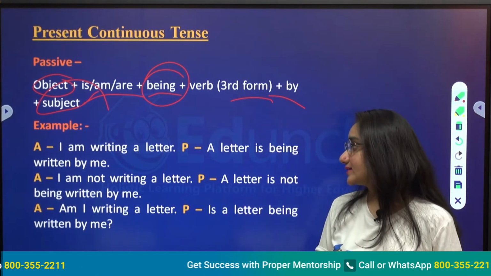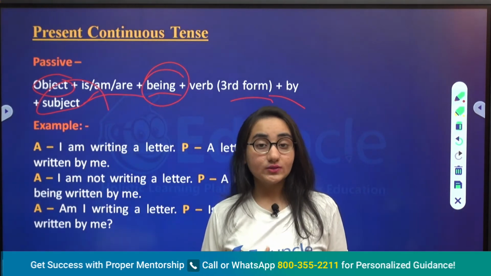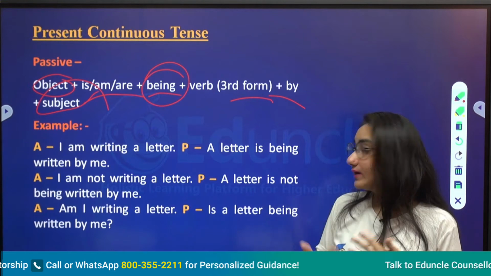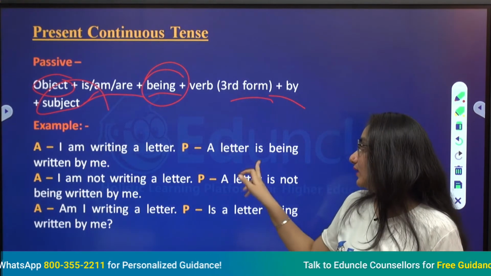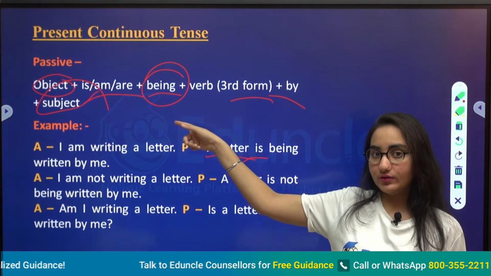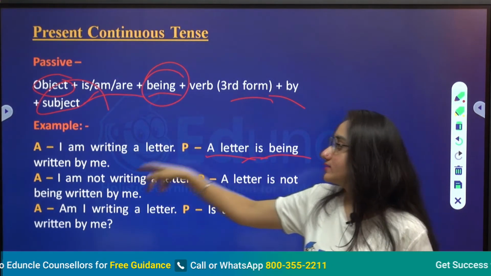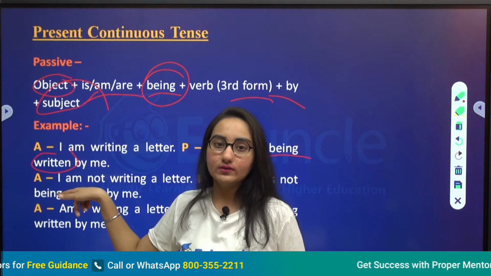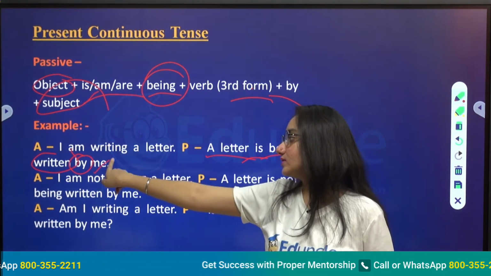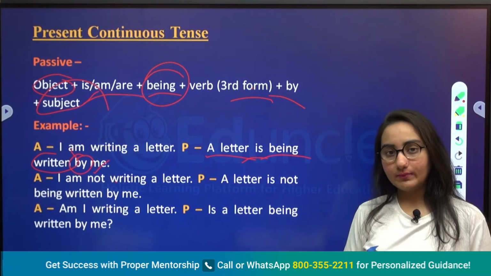So let me take an example. This is a sentence: I am writing a letter. This is a sentence in the present continuous tense. So how will I convert it into the passive voice? A letter, that is the object. Is, that I have to add as per the rule. Being I have to add. Third form of the verb: written. By I have to add, and then the subject, that is me. So, I am writing a letter is being written by me.